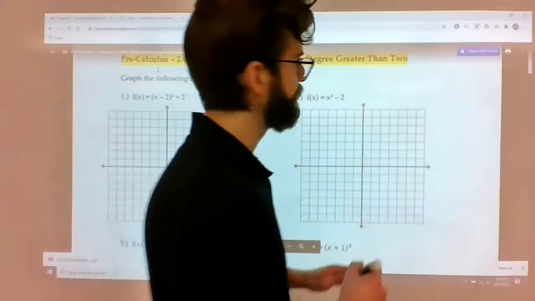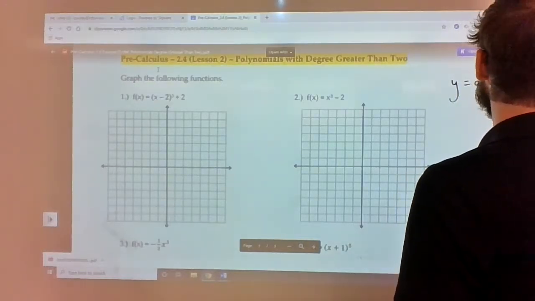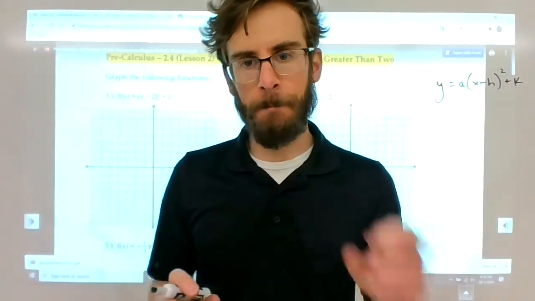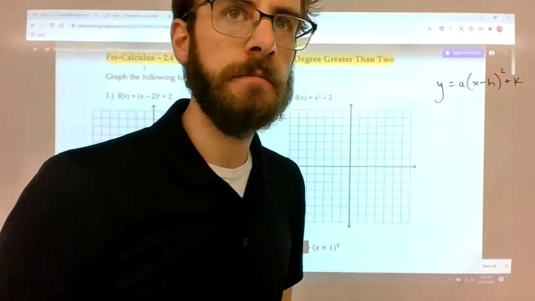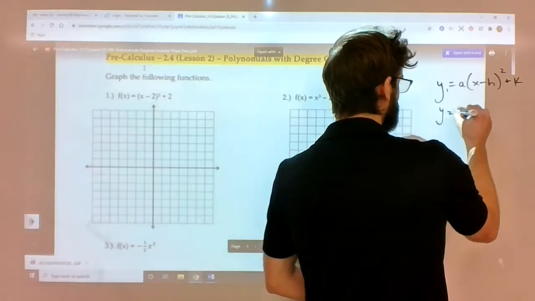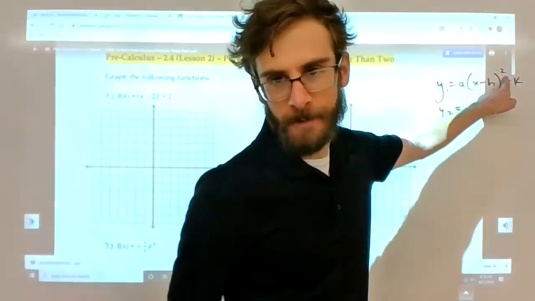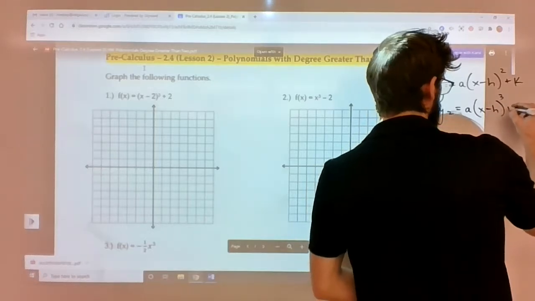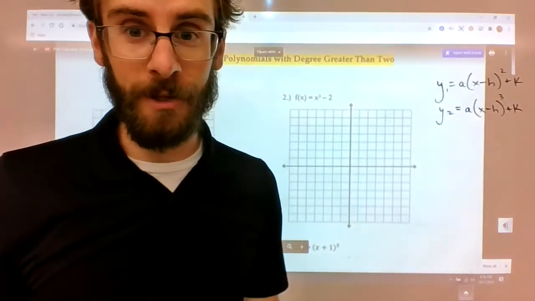So keep in mind, y equals a times (x minus h) squared plus k gave us the vertex of any parabola. My question is, what does it look like if I change the square to a cube? Well, it's not going to look like a parabola, right?